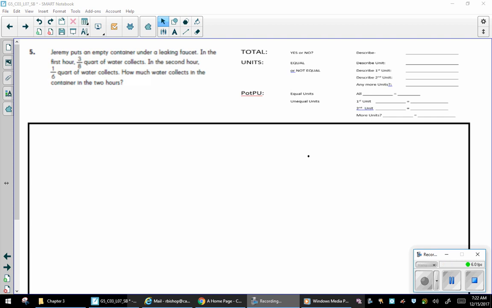Okay, it's problem 5. Jeremy puts an empty container under a leaking faucet. In the first hour, 3/8 of a quart of water collects. In the second hour, 1/6 quart of water collects. How much water collects in the container in 2 hours?